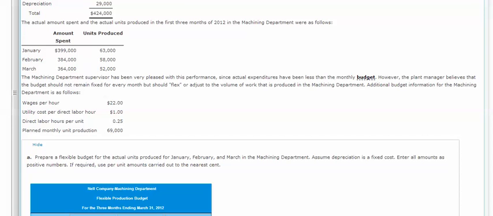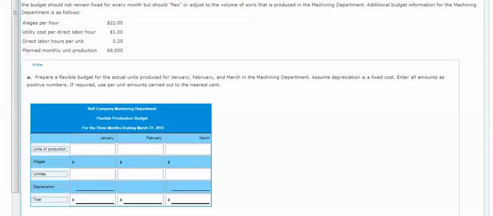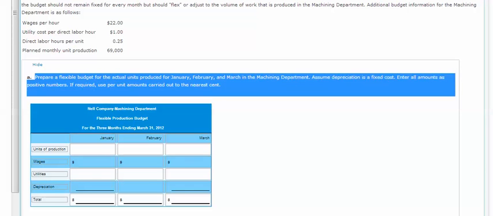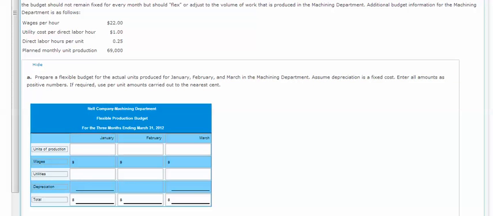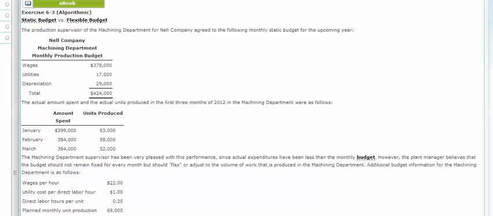Rather than reading all the information, I'm going to go down and say, what's it asking me to do first? And it says, prepare a flexible budget for the actual units produced for January, February, and March. In the machining department, assume depreciation is a fixed cost. Enter all amounts as positive numbers, and if required, use per unit amounts carried out to the nearest cent. Okay? So, units, it gives us information here.